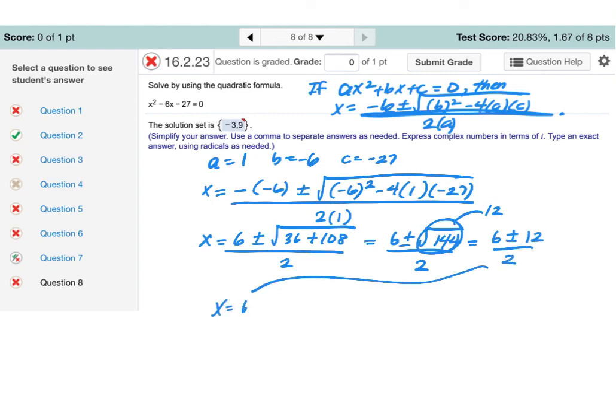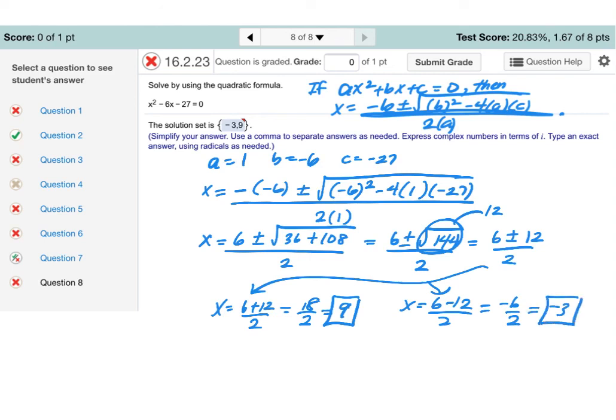So we get x equals 6 plus 12 divided by 2. And x equals 6 minus 12 divided by 2. Okay, so 6 plus 12 will be 18 divided by 2, and 18 divided by 2 is 9. And 6 minus 12 will be negative 6 divided by 2. Negative 6 divided by 2 is a negative 3. So we have our two solutions, x equals positive 9, and x equals negative 3.